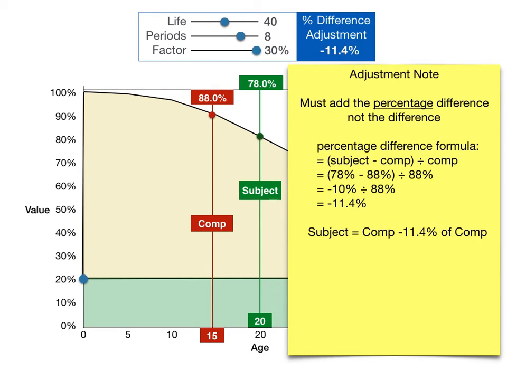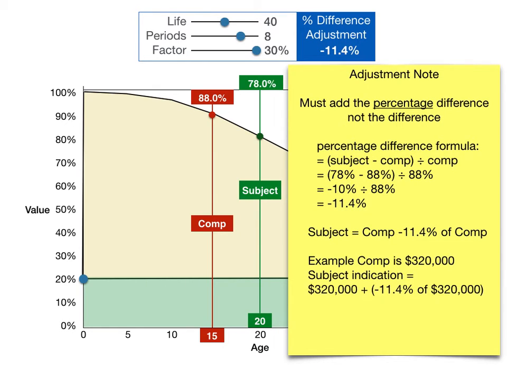Then we apply this to the comp. We're making that deduction to the comp to get the indication for the subject. So if our comp sold for 320, the subject indication would be 320 plus a minus 11.4% of the 320, which would be 320 minus 36,480, or 284,520. Those two values are very similar indications, and once again, it's based on the theory that we have a depreciation schedule, and we can use that to calculate the differences between comps and the subject.